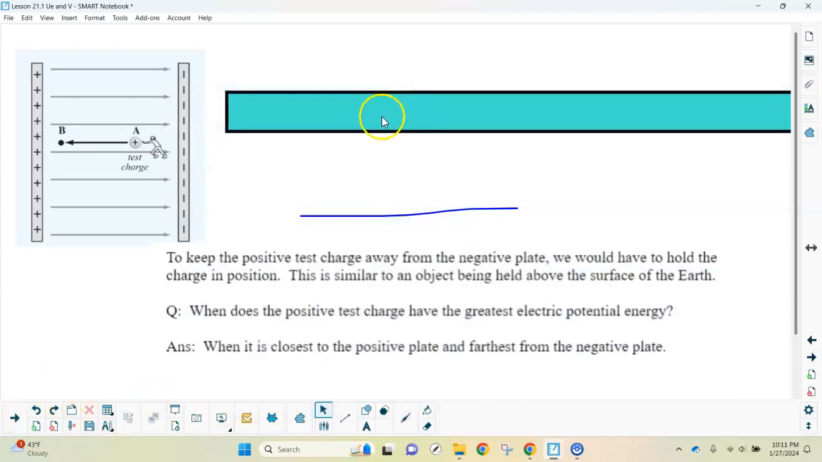The idea is when it's close to this positive plate, it has a greater potential energy, just like we talked about with that example with the positive charges, because it wants to move away, but you're holding it in place. You're holding it there just like the book, and it can't move. And it's farthest away from the negative, because that's like the ground.